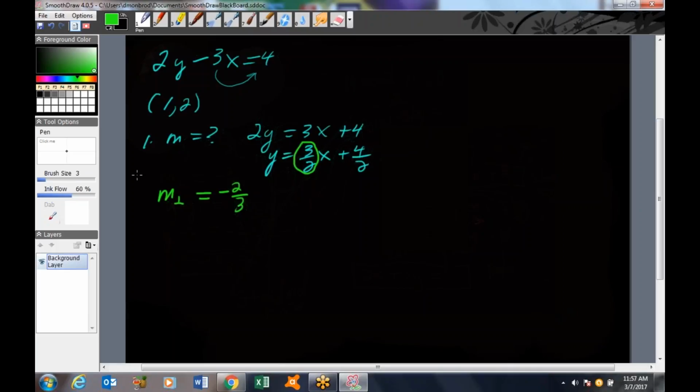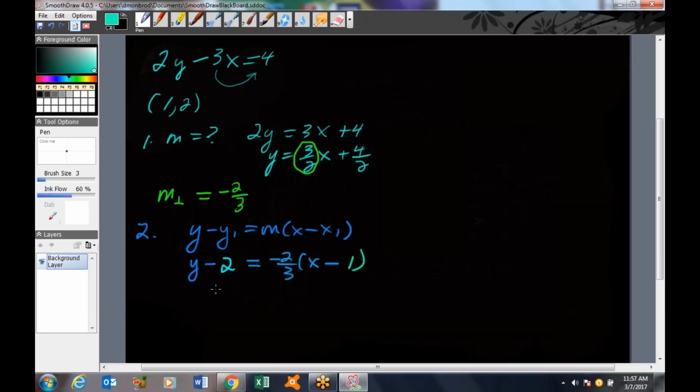So second step, we need to write the equation. So I'm going to go with y minus y1 equals m times (x minus x1). That's our standard point-slope form. So I put in my numbers here, and I'm going to use this 2, and my slope is negative 2/3, x minus, and in this case I want the 1 over here. Okay, so that's the (1, 2) that came up here.